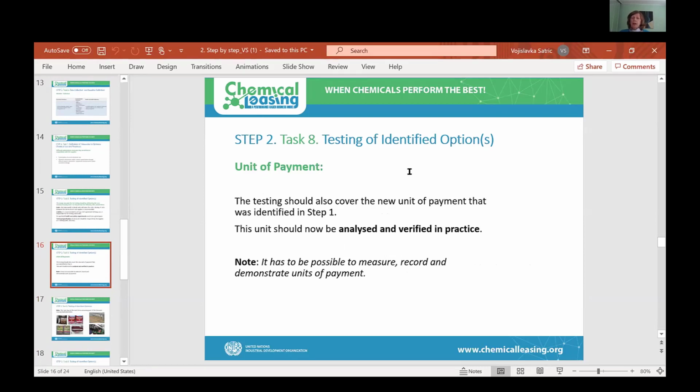Testing of identified options also means testing of the unit of payment. The unit of payment now should be analyzed and verified in practice. It is very, very important. If we cannot measure, record, and demonstrate the unit of payment, we cannot talk about chemical leasing, because if we are talking about units of payment, we are talking about money. So we have to have exact numbers, measures, records, and also we should demonstrate it.